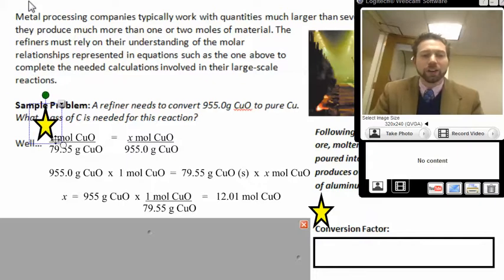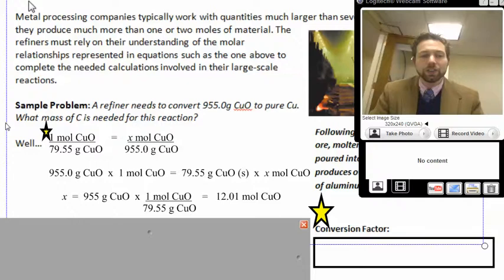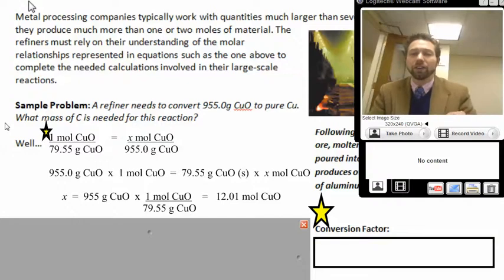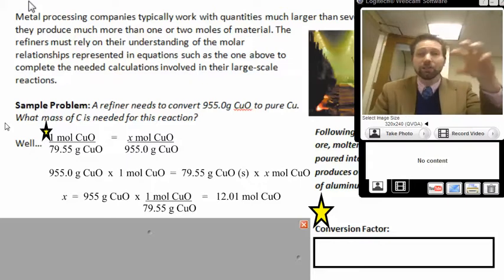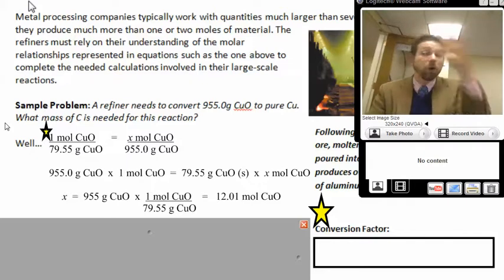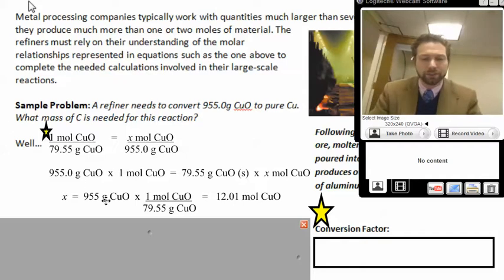It's important to note that we had to use something called a conversion factor. We used 1 mole of copper oxide over 79.55 grams of copper oxide. That was useful to then take the 955 and convert it into moles. That was an important part. That was a conversion factor. So what do we have? We have 12.01 moles of copper oxide.